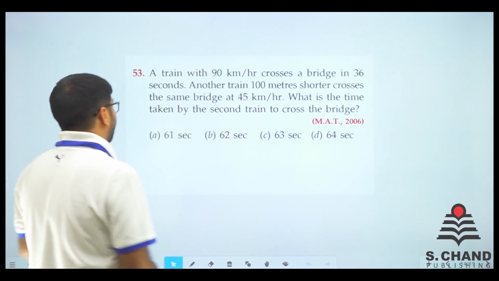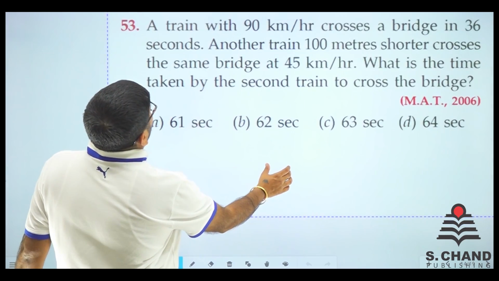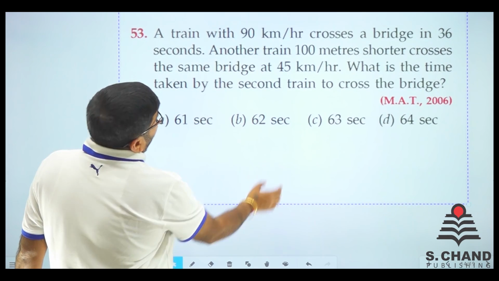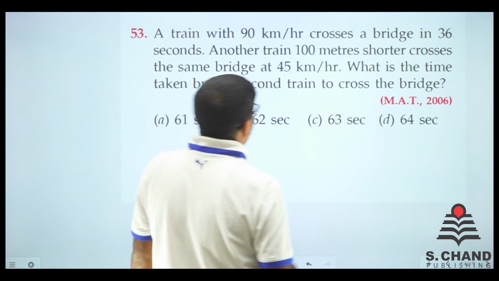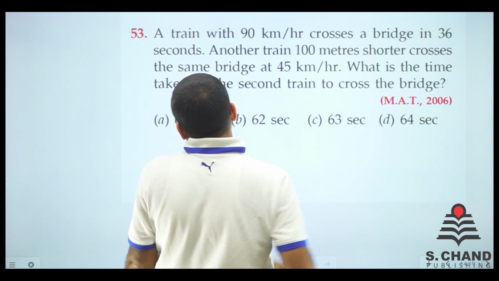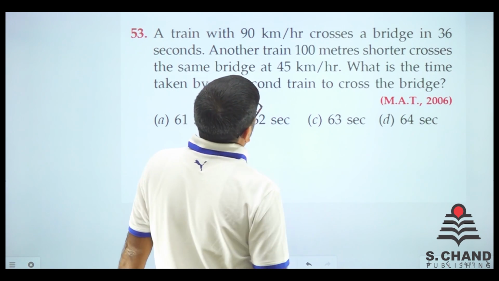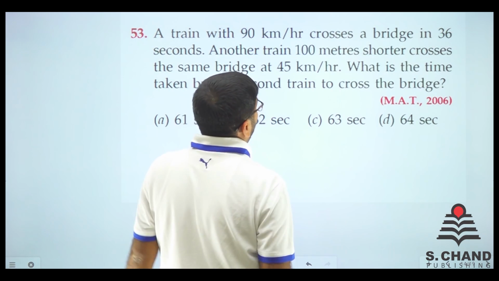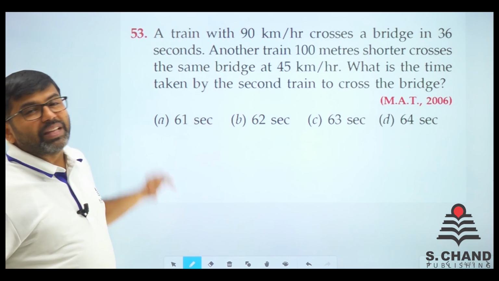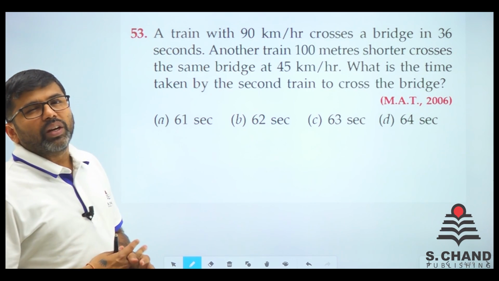Math 2006 question. Train A with 90 km per hour crosses a bridge in 36 seconds. Another train B, 100 meters shorter than that, crosses the same bridge with 45 km per hour. What is the time taken by the second train to cross the bridge? It seems that this is a bit challenging question.